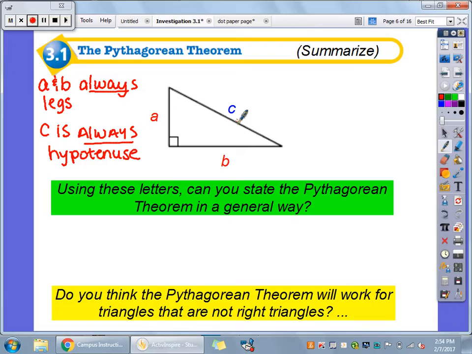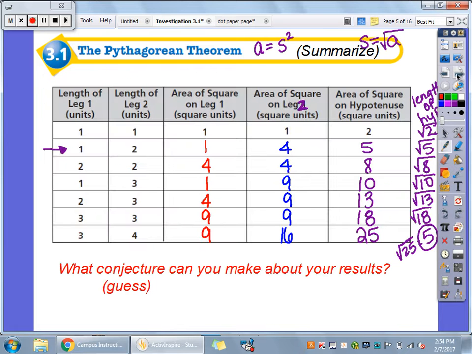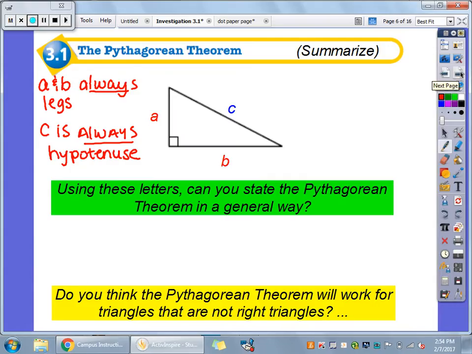So take a couple seconds, see if you can figure out what the Pythagorean theorem is. See if you can write something down. If you need to, think about this chart back here. This might also help you, okay?